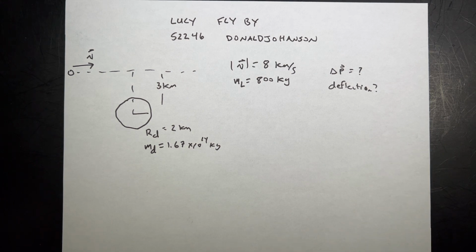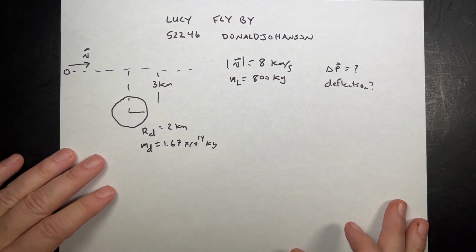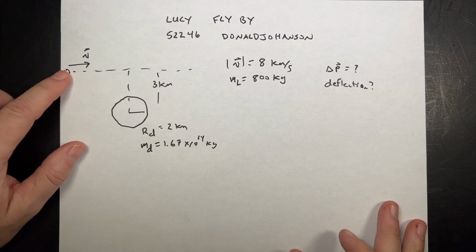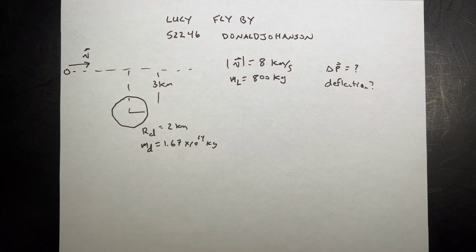Number one, and this is just like a homework problem, but different, better, more modern. Number one, what's the change in momentum of the spacecraft Lucy? And number two, how much will it be deflected by? So why would it be deflected at all? Where's my red pen?